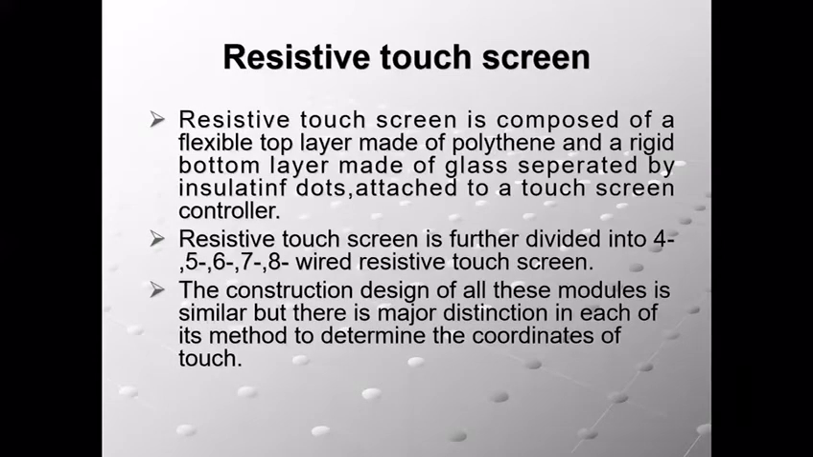A resistive touchscreen is composed of a flexible top layer made of polythene and a rigid bottom layer made of glass, separated by insulating dots, attached to a touchscreen controller. Resistive touchscreens are further divided into 4, 5, 6, 7, and 8 wire resistive touchscreens. The construction design of all these modules is similar, but there is a major distinction in each of their methods to determine the coordinates of touch.